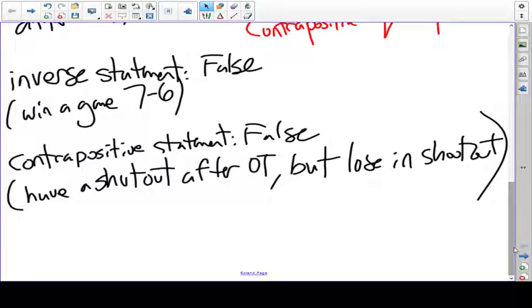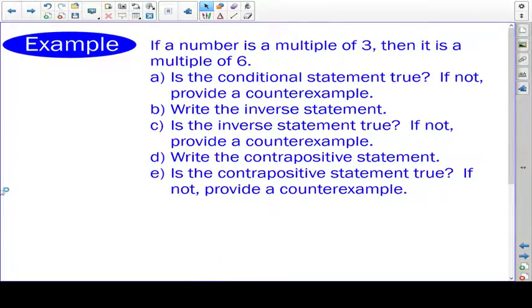All right? So we're going to do one more example. So let's do it. If a number is a multiple of 3, then it's a multiple of 6. Now, this is very similar to what you got in the quiz, except it was 2 and 4. Is the conditional statement true? If not, provide a counterexample.